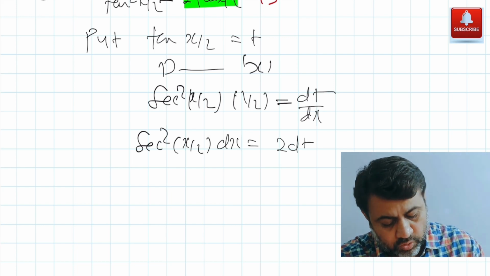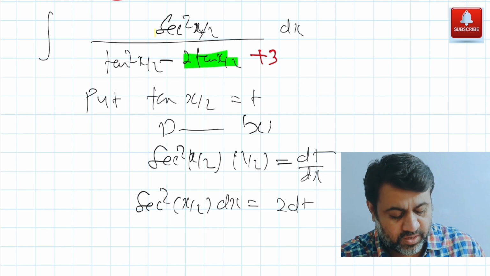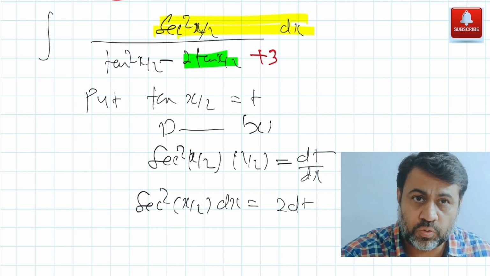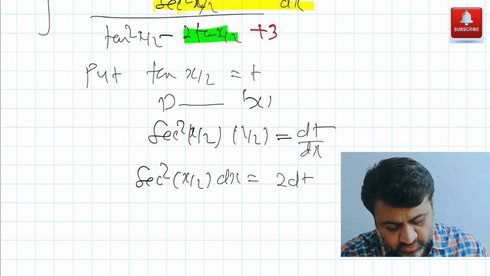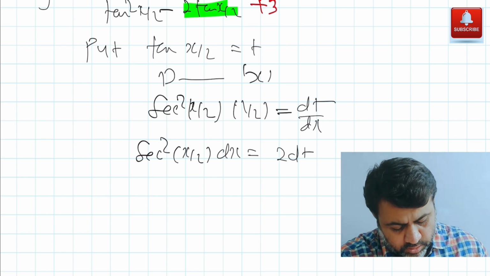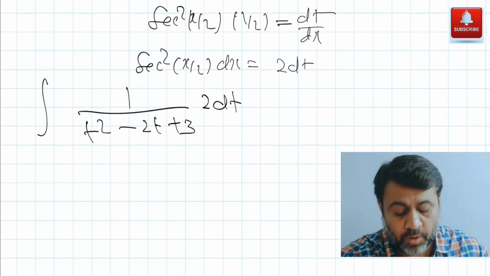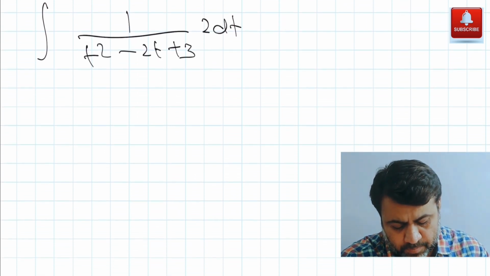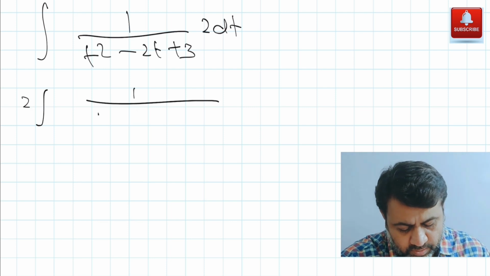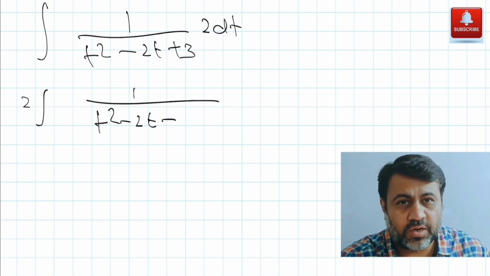So what I am going to do here is substitute the numerator sec square x by 2 and dx as again 2 dt. So just substitute this value. What we get here is 2 dt, and this will be t square minus 2t plus 3. Now we have a proper quadratic equation. 2 being constant, keep outside, 1 by t square minus 2t. I am just doing it directly here.